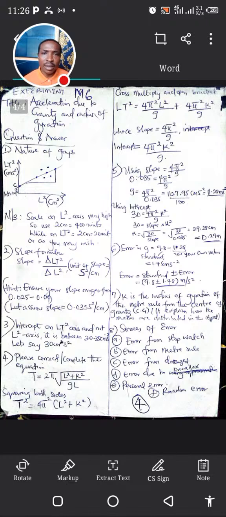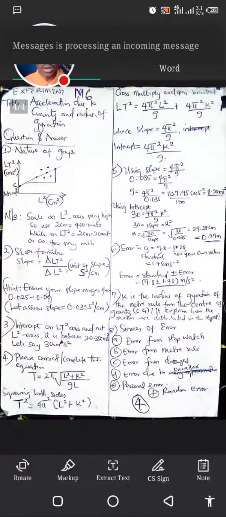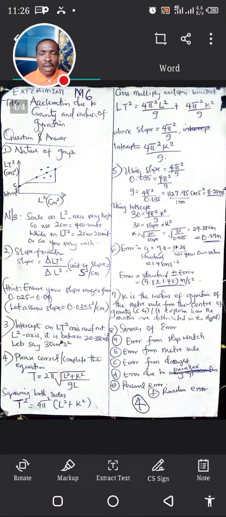Then going up here, we cross multiply and open the bracket. Remember our L is down, so we cross multiply to get LT square equals 4 pi square L square over G plus 4 pi square K square over G, where the slope is equal to 4 pi square over G when you compare with the equation of a straight line.